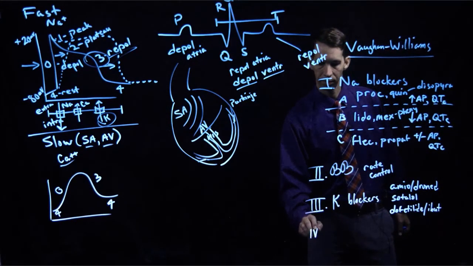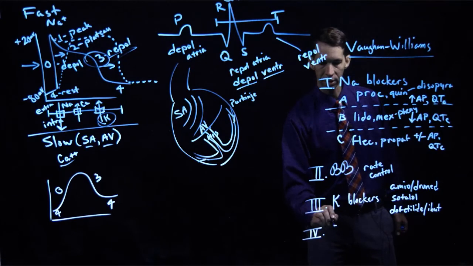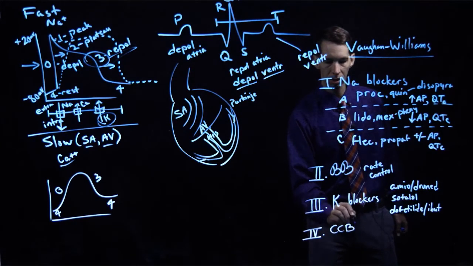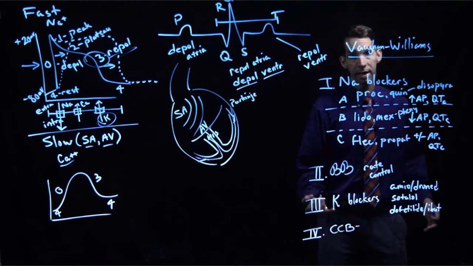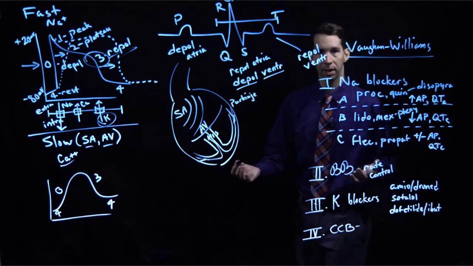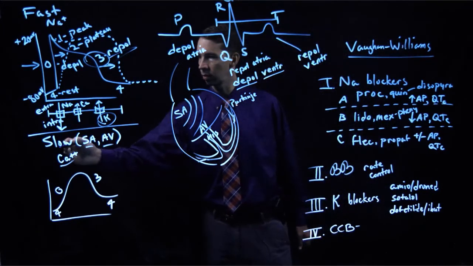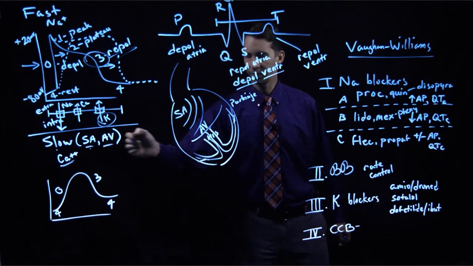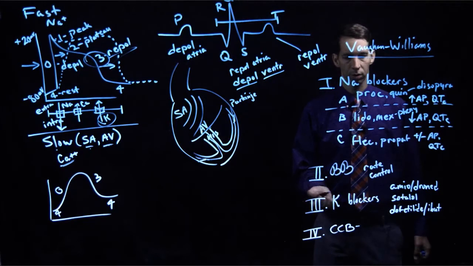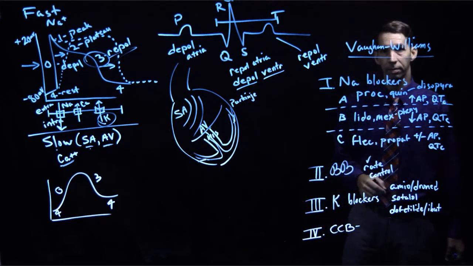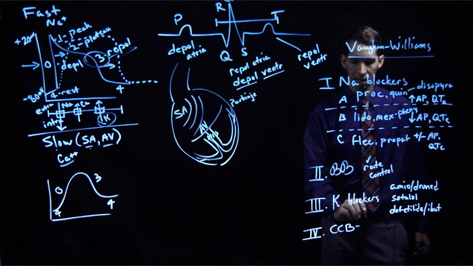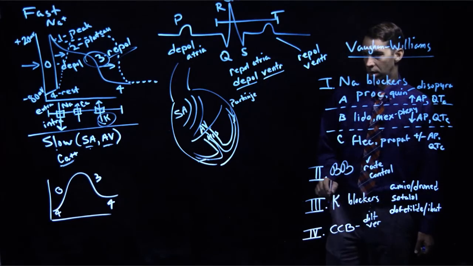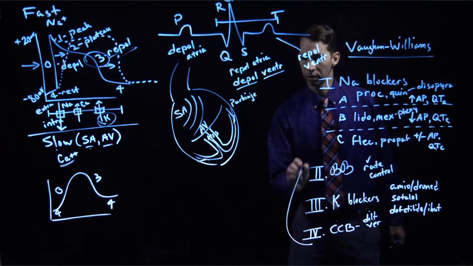And then the last class within Vaughan Williams are the calcium channel blockers. And recall that these are specifically the non-dihydropyridine calcium channel blockers. They're going to do the same things that beta blockers do, right? They're going to work over here in the slow response tissue on calcium in the SA and the AV node, and they're going to be very useful for rate control, just like the beta blockers, right? So this is diltiazem and verapamil.